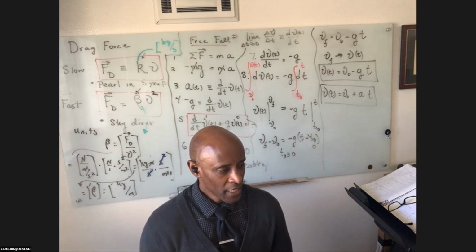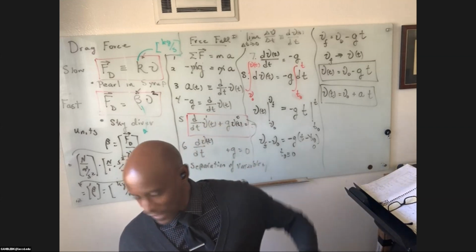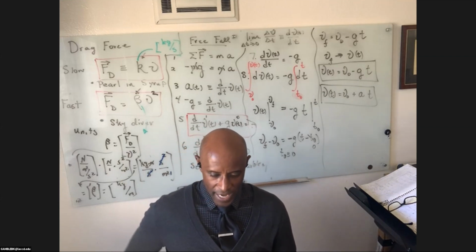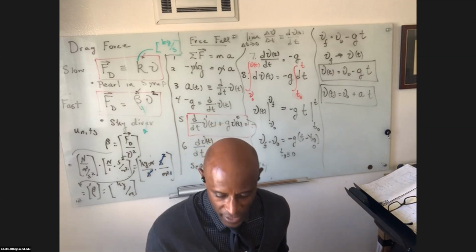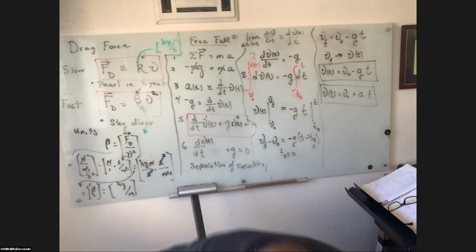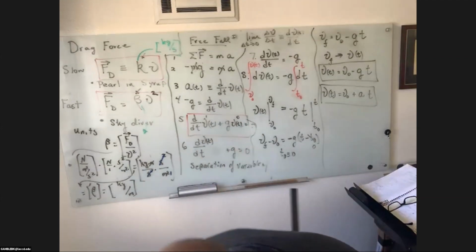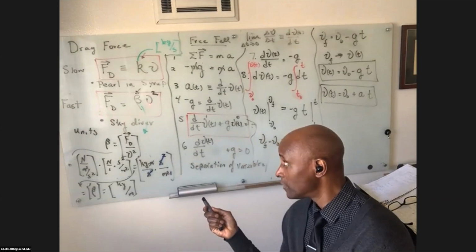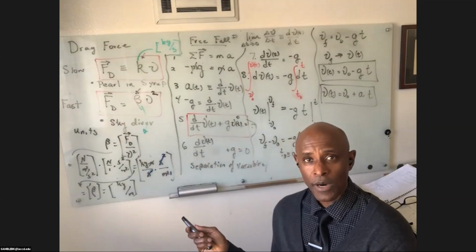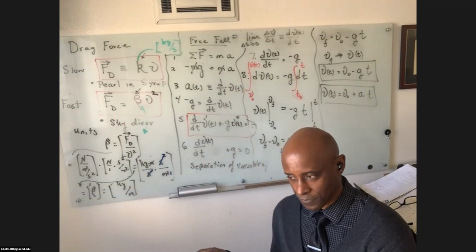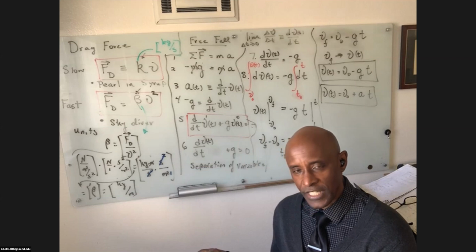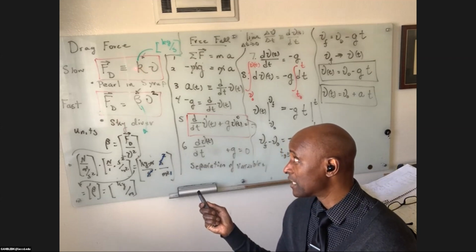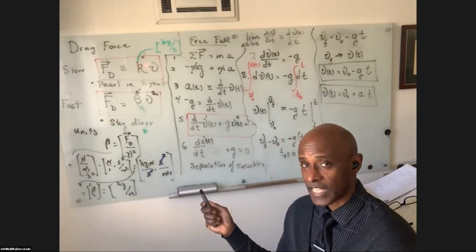But if there's a drag force on these objects, let's assume this. I told you that the skydivers go as speed squared, but let's make an assumption to get an easier problem. Let's assume the drag force is proportional to v, not v squared, but v.